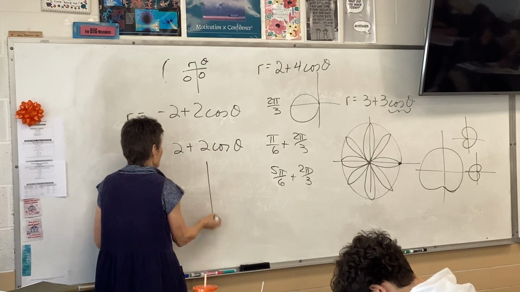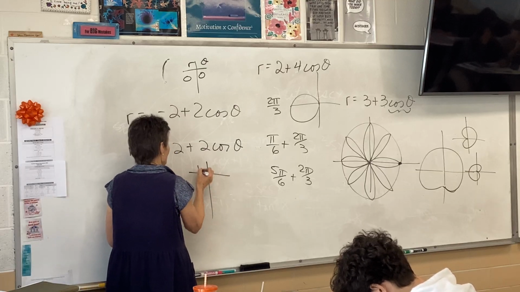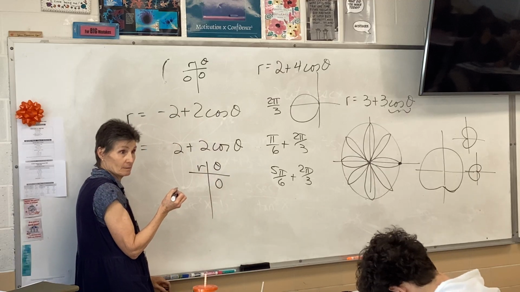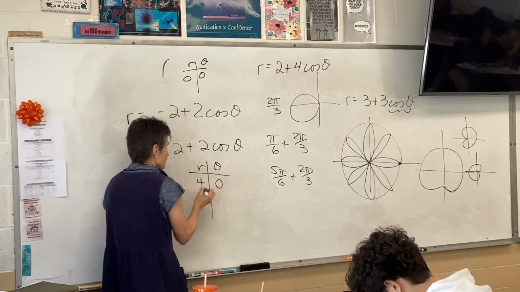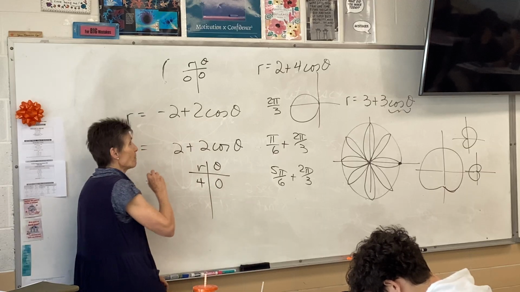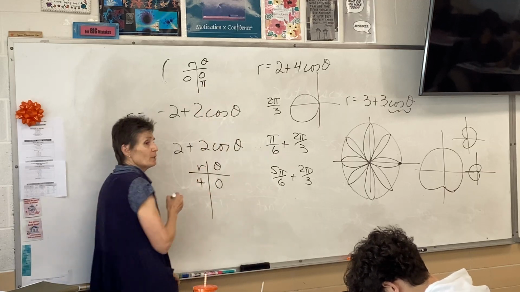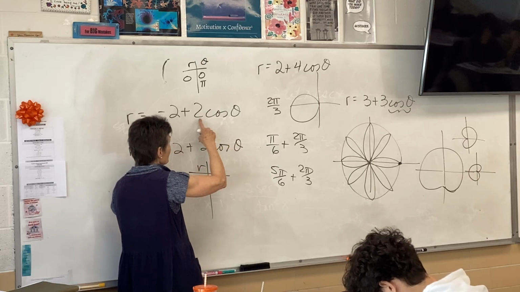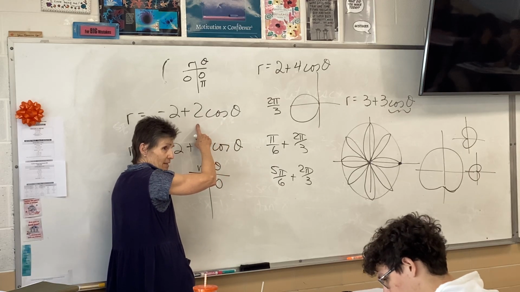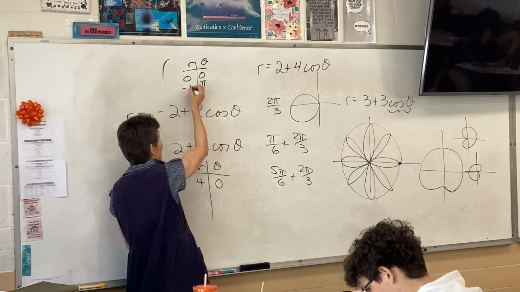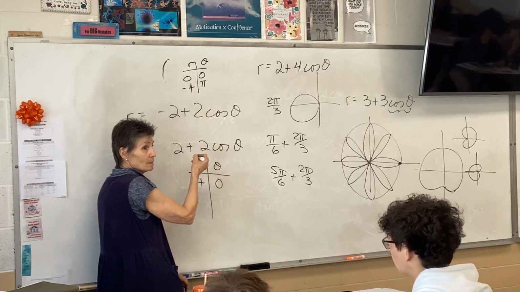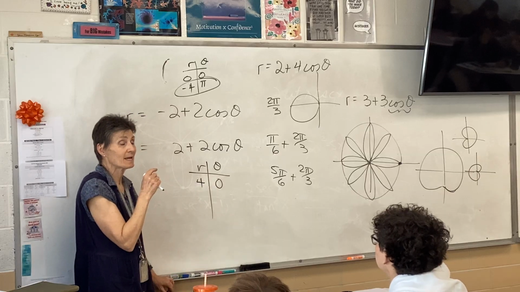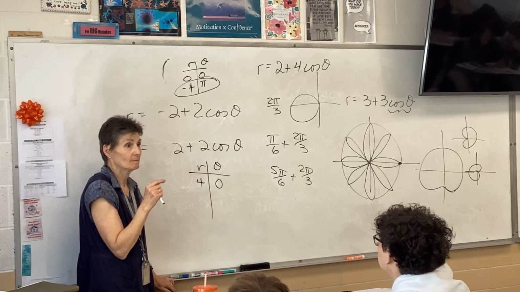Okay, so now I'll do this one. Let's put in 0 here. I get 4. Shoot, let's try pi. What happens if I put in pi? If I put pi in here, this would be -2, so I get -4. Now, what's another way of writing the point -4 comma pi?